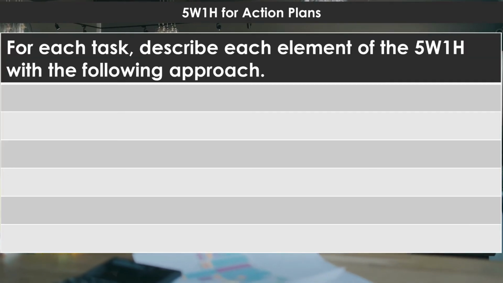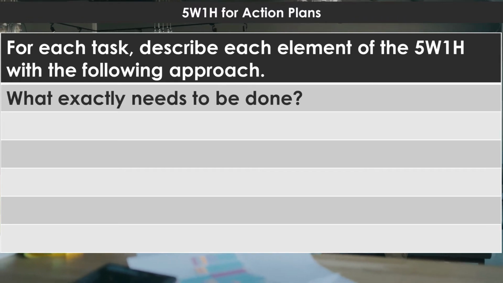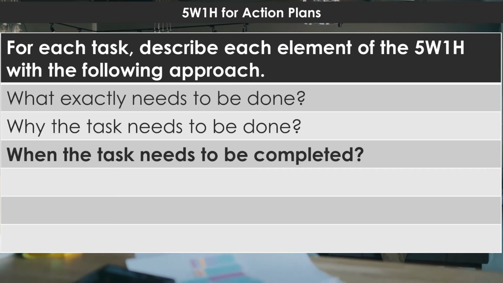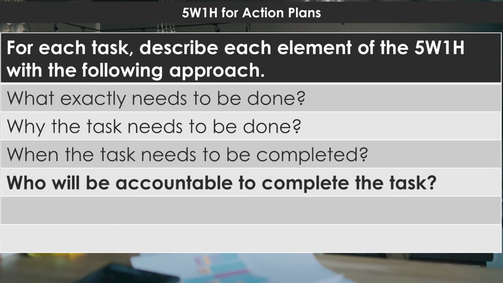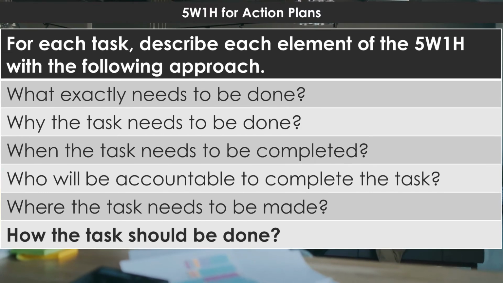For each task, describe each element of the 5W1H with the following approach. What exactly needs to be done? Why the task needs to be done? When the task needs to be completed? Who will be accountable to close the task? Where the task needs to be made? How the task will be done?